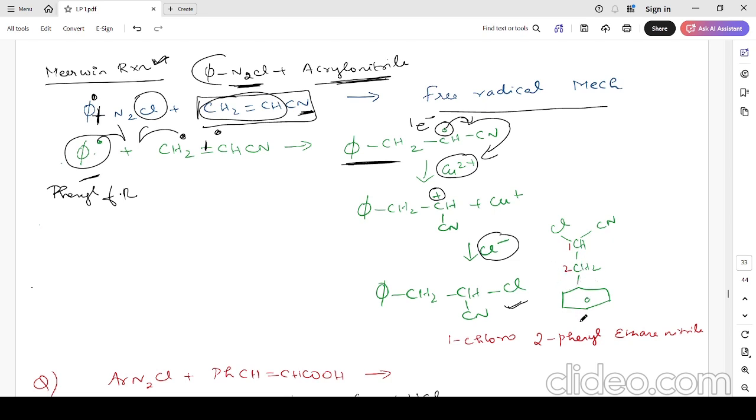So let's name this now. Benzene, CH2, CH, Cl, CN, where nitrile is the prior functional group to us. Obviously nitrile is there, and to the same carbon that is containing nitrile, chlorine is also present. So I gave 1, 2. So I have 1-chloro-2-phenylethane nitrile, because a 2 carbon system is there.